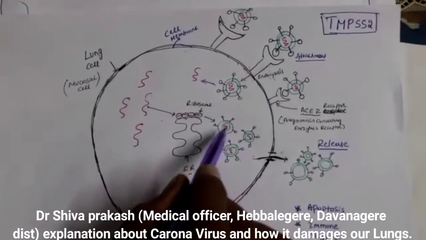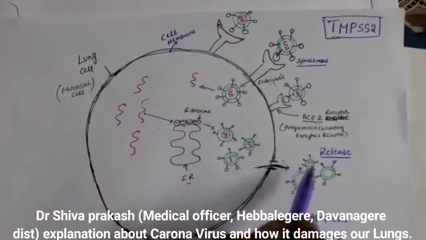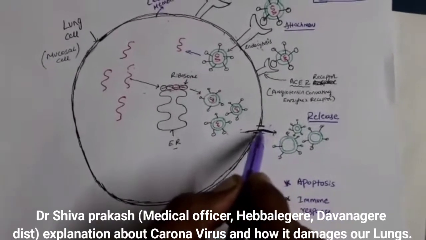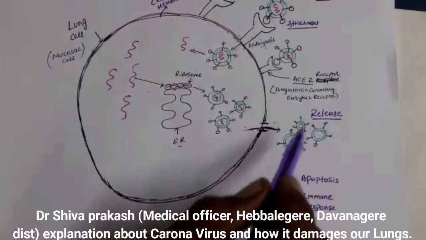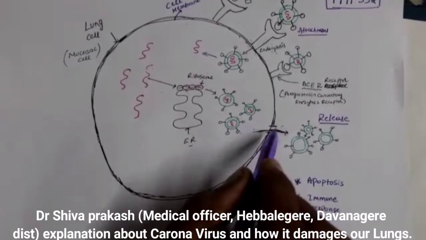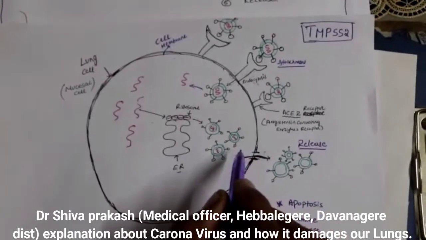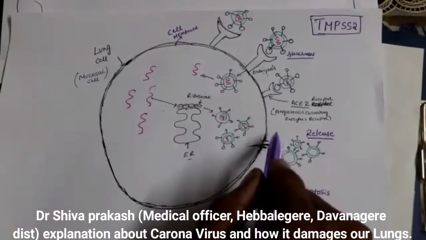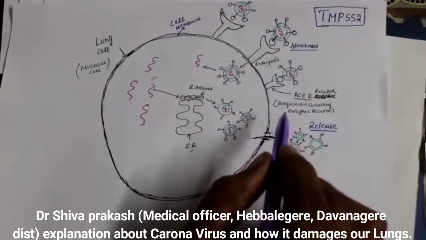This coronavirus multiplies and multiplies, and by exocytosis comes out of the mucosal cell and again infects another mucosal cell. Like this, it multiplies, and this is how new coronaviruses are produced. This continuously destroys the lung tissue.